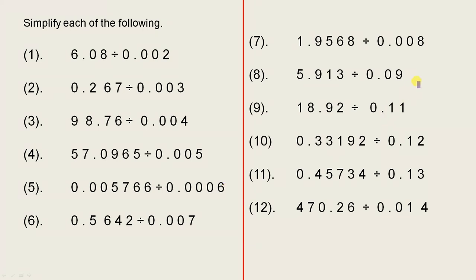And it's exactly the same with all the examples. You need to focus on the denominator first and move it the required number of places to the right, that is the decimal point, and then you move it the same number in the numerator, and then just do your normal division.